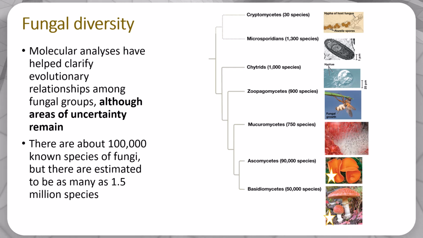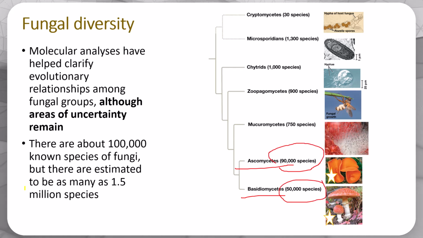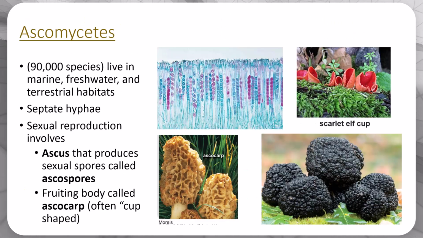There's about 100,000 known species of fungi, but there's estimated to be as many as 1.5 million species of fungi. And really, the fungi that I'm going to have you memorize are the Ascomycetes and Basidiomycetes because they are the most numerous, and those groups have been pretty consistent in recent times.